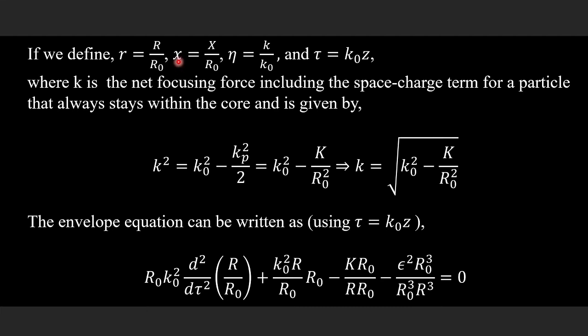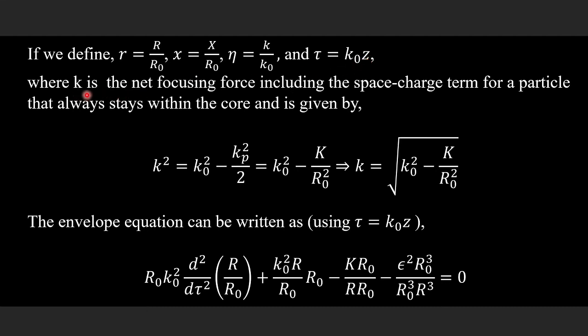Now small x is equal to capital X, the beam x coordinate, over r naught. The next parameter that we define is eta, that is equal to k over k naught. I'll come to small k in a moment. And finally we define a variable tau that is equal to k naught z, so it's basically representing the z coordinate.